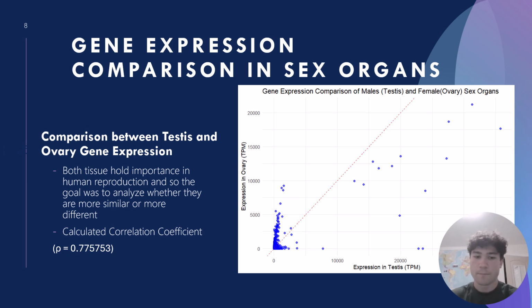And so I calculated the correlation coefficient for these two, and it gave me not a super high value, but higher than I would have expected based on this graph. And so looking at it, it makes sense. You see in the very bottom corner a lot of low expression genes that just aren't expressed in either the testes or the ovaries, and so I'm thinking that's what's driving that correlation coefficient to be higher than it actually is.